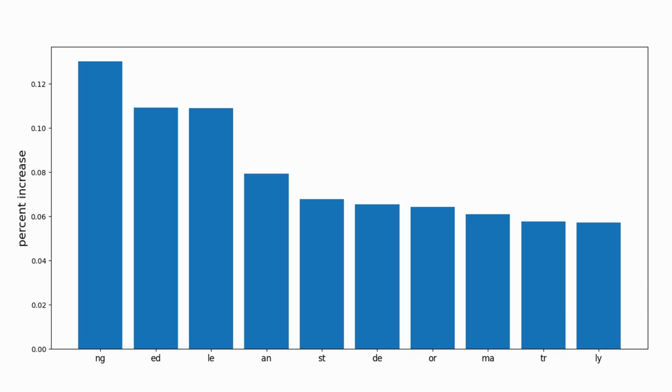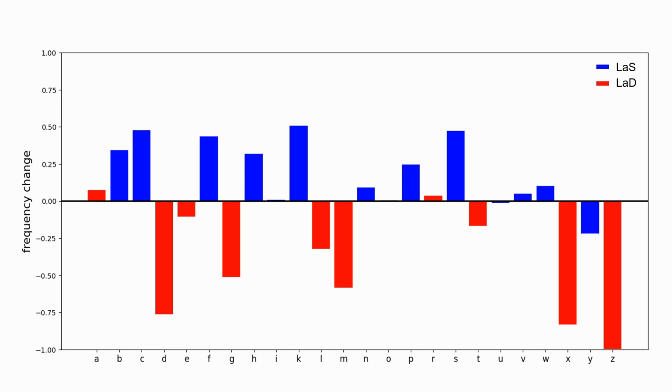Glad that's over with. So let's talk a little bit more about this graph. It's not very surprising that NG is giving us the most increase because it allows us to use the ing suffix, which is extremely common. Same with ed. Obviously, that's an extremely common suffix as well. LE is a little surprising, but L is one of the most common consonants, and it took a pretty sharp decline, as we saw earlier.